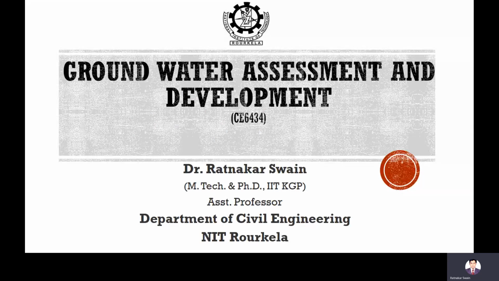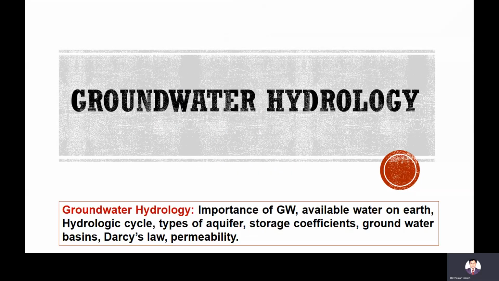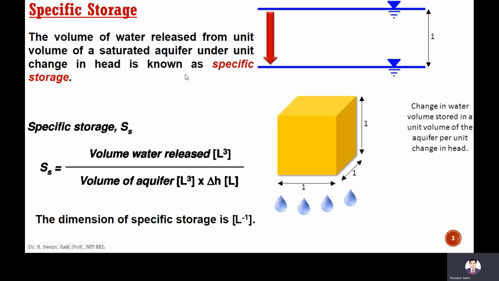Hello dear students, in this subject groundwater assessment and development, today we'll discuss some problems. We'll solve some problems on this first chapter, groundwater hydrology. But before going to solve these problems, first we'll discuss specific storage, one aquifer parameter that we missed. We'll discuss this parameter first, then we'll go to solve problems.